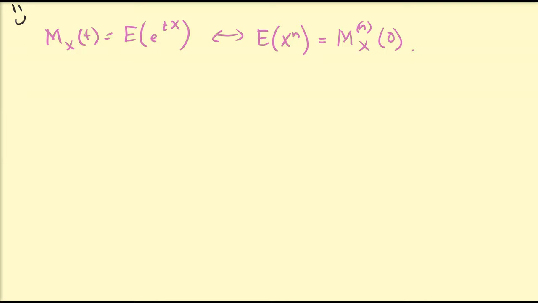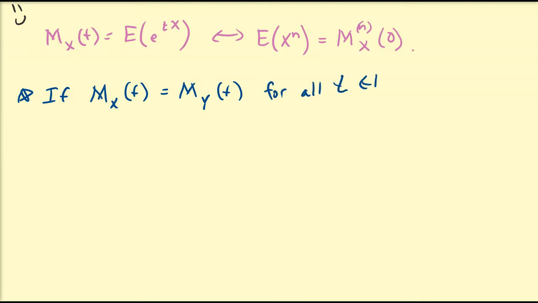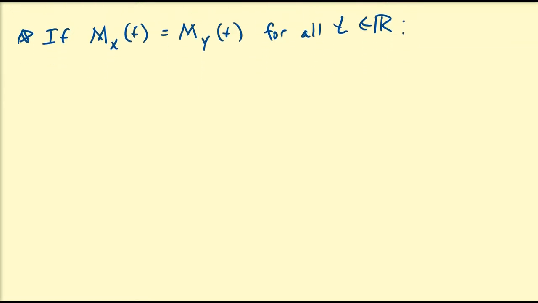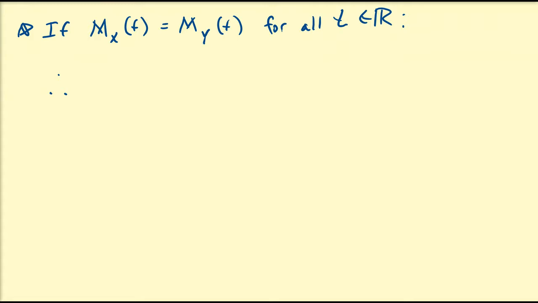So let's introduce another important property that is extremely useful. This property says this. If the moment-generating function of x of t is equal to the moment-generating function of y of t, where x and y are some random variables, and let's assume this is true for all values t in the set of real numbers, then what do we have? Then the expectation of e to the tx must be equal to the expectation of e to the ty.